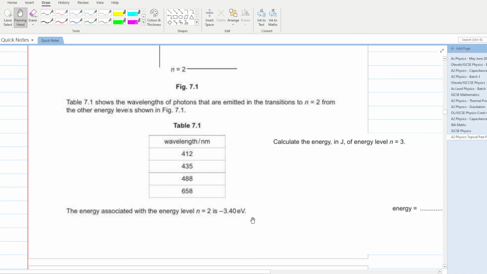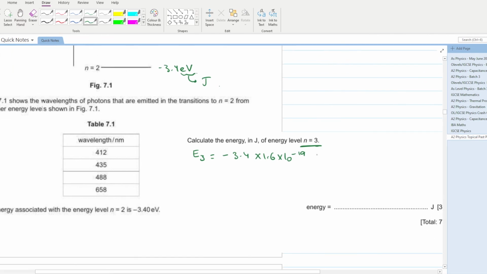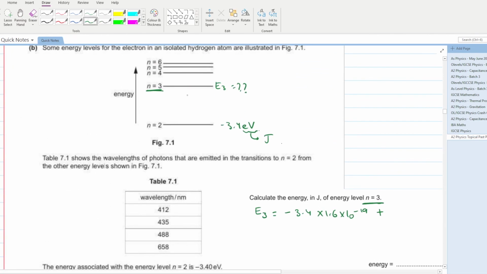The energy associated with the energy level 2 is negative 3.4 electron volts. You have to calculate the energy at n equals 3, E3. How will you do that? We have also done this question previously but in a numerical format. You know E3 is equal to what? E2, that is 3.4 multiplied by 1.6 into 10 raised to the power of minus 19. Why have I done that? To convert this electron volts into joules. Plus, what will I do? I will add the energy of the photon emitted when we go from 3 to 2.